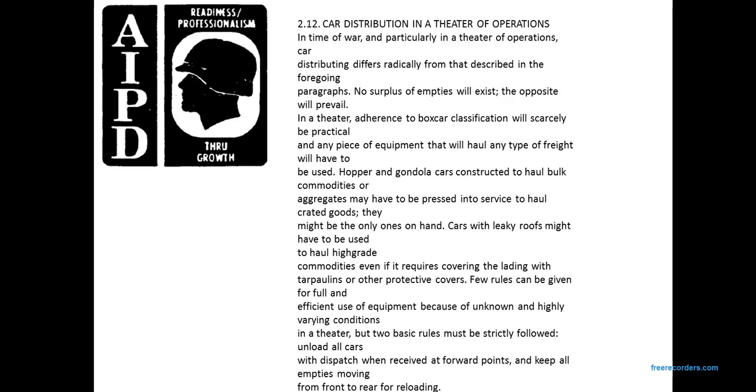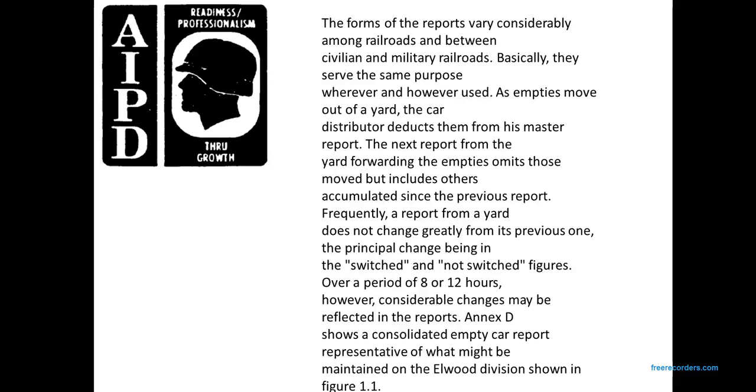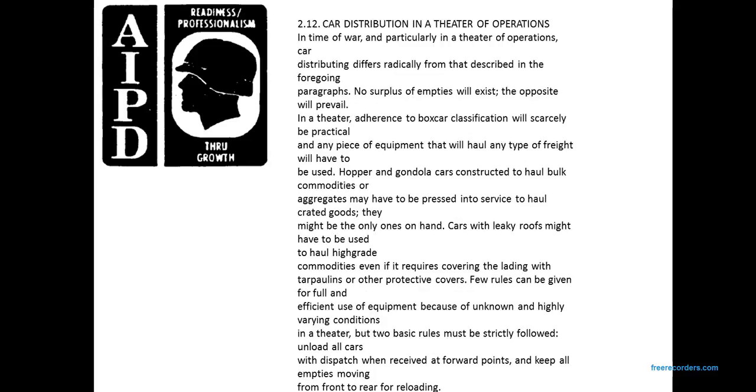In theater, two basic rules must be strictly followed. Unload the cars with dispatch when received at the few points. Keep all empty movement from the front to the rear for reloading.